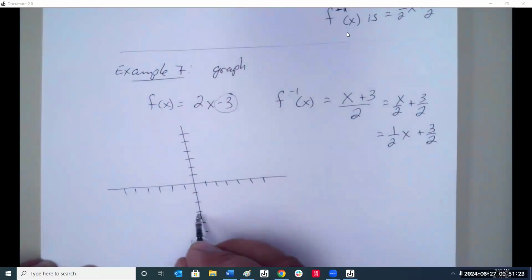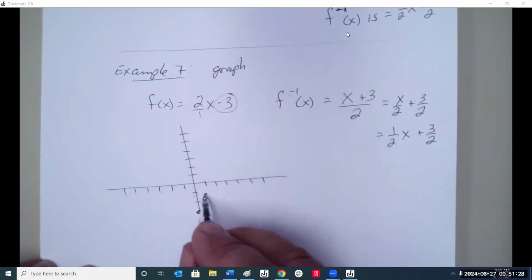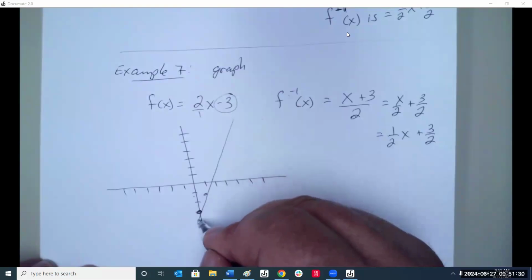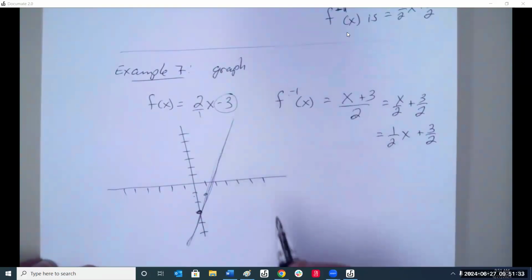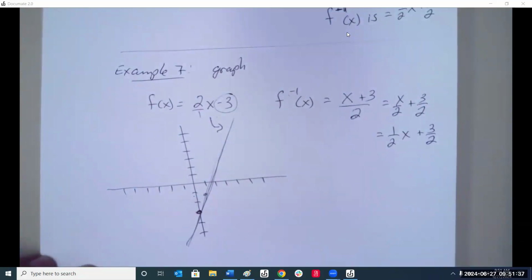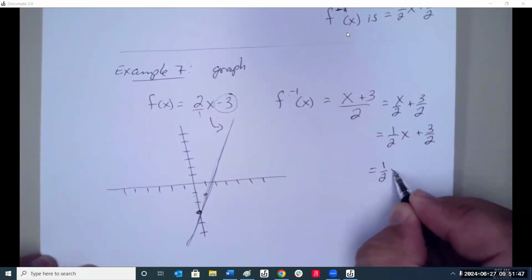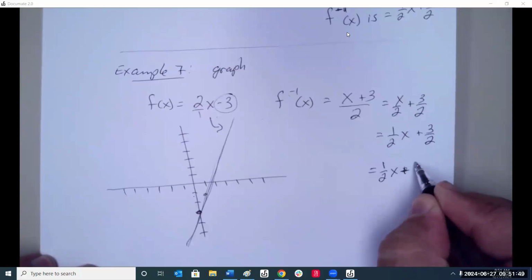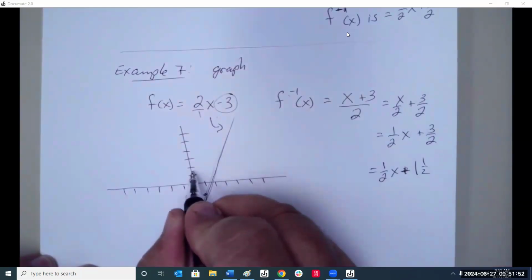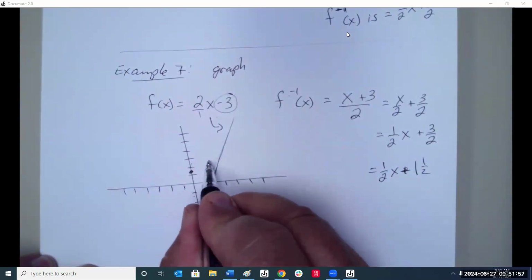So the y-intercept is -3. Slope is 2/1, so up 2/1. So we have 1/2 x plus 1 and 1/2. So 1 and 1/2 is there. Up 1 over 2.